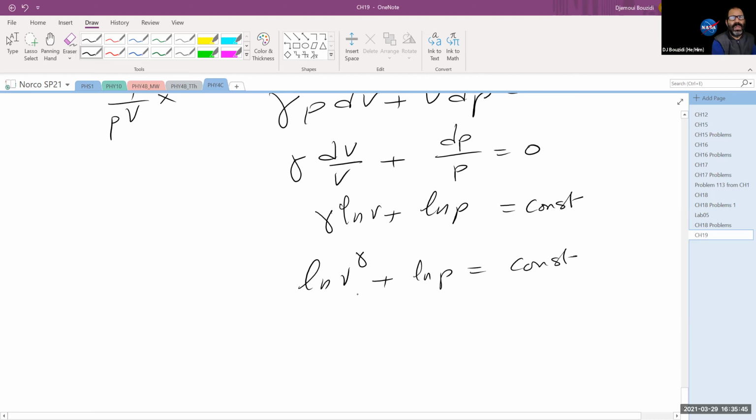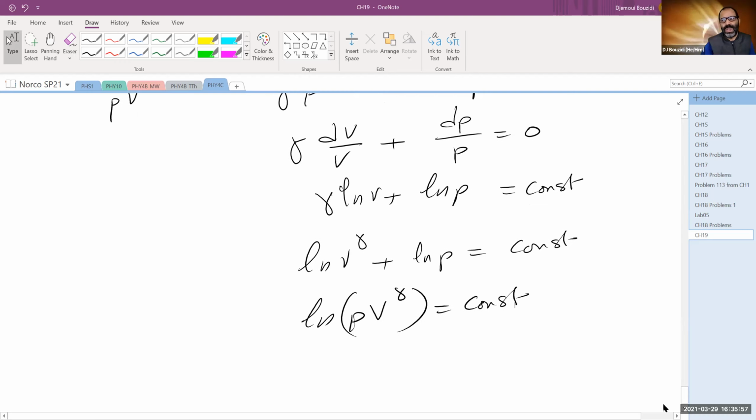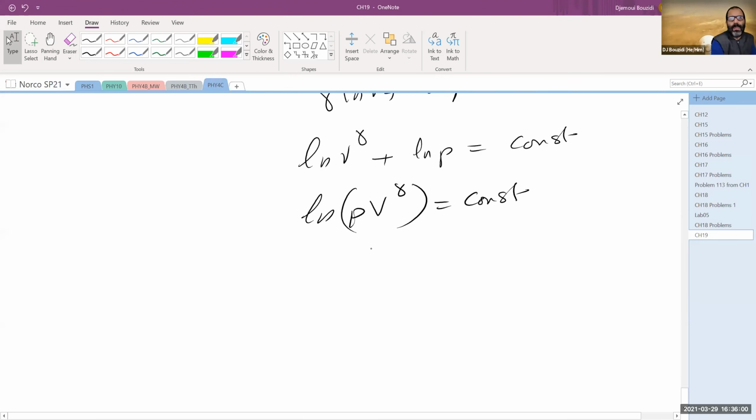Now the sum of the ln's is the ln of the product. So this is ln of PV to the power gamma is equal to a constant. And when I exponentiate again, the ln goes away and the exponential of a constant is just another constant, okay? So PV to the power gamma is just another constant, not necessarily the first constant, that's all. As a matter of fact, I can find what that constant is.